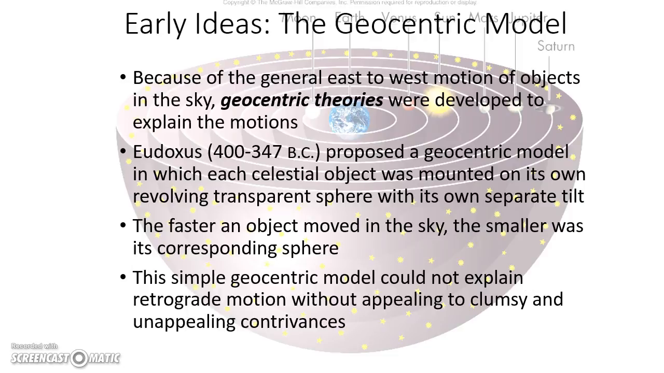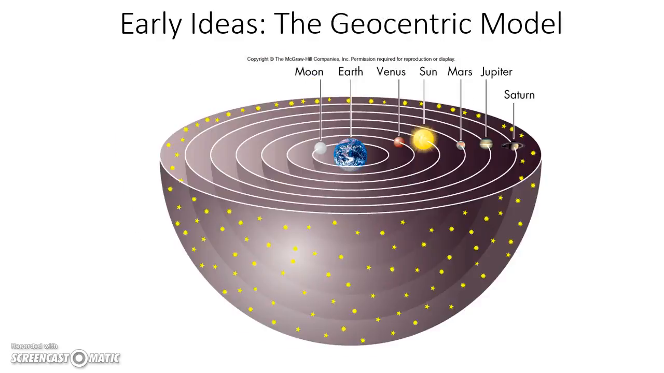Because of the general east to west motion of objects in the sky, geocentric theories were developed to explain the motions. Eudoxus proposed a geocentric model in which each celestial object was mounted on its own revolving transparent sphere with its own separate tilt. The faster an object moved in the sky, the smaller was its corresponding sphere. This simple geocentric model could not explain retrograde motion without appealing to clumsy and unappealing contrivances. Early ideas: the geocentric model. Moon, Earth, Venus, Sun, Mars, Jupiter, and Saturn.